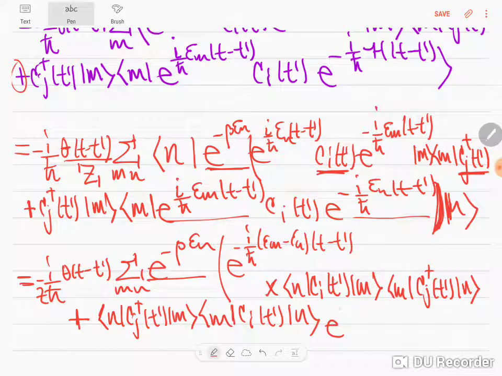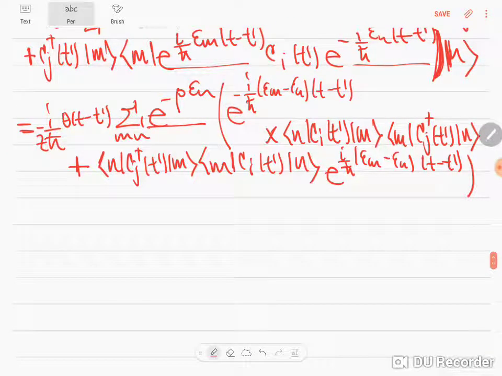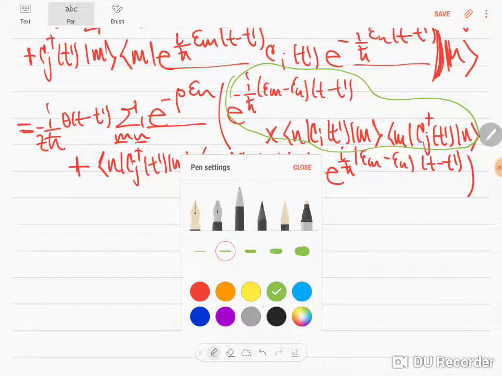And this times e to the i over h bar (Em minus En) times (t minus t prime). Okay, and let's close the parentheses now to avoid any confusion. Now this looks more or less like we will be able to simplify it. To do this, just know that since m and n are dummy variables, and I have two terms because I have a plus sign, I have this term here first, and then I have this other term here.